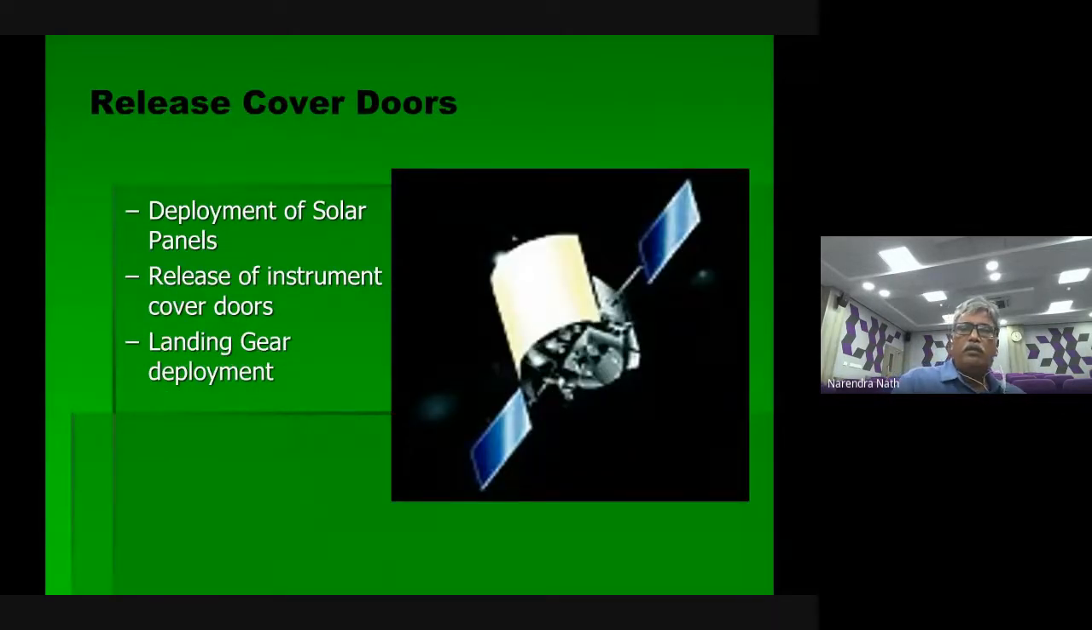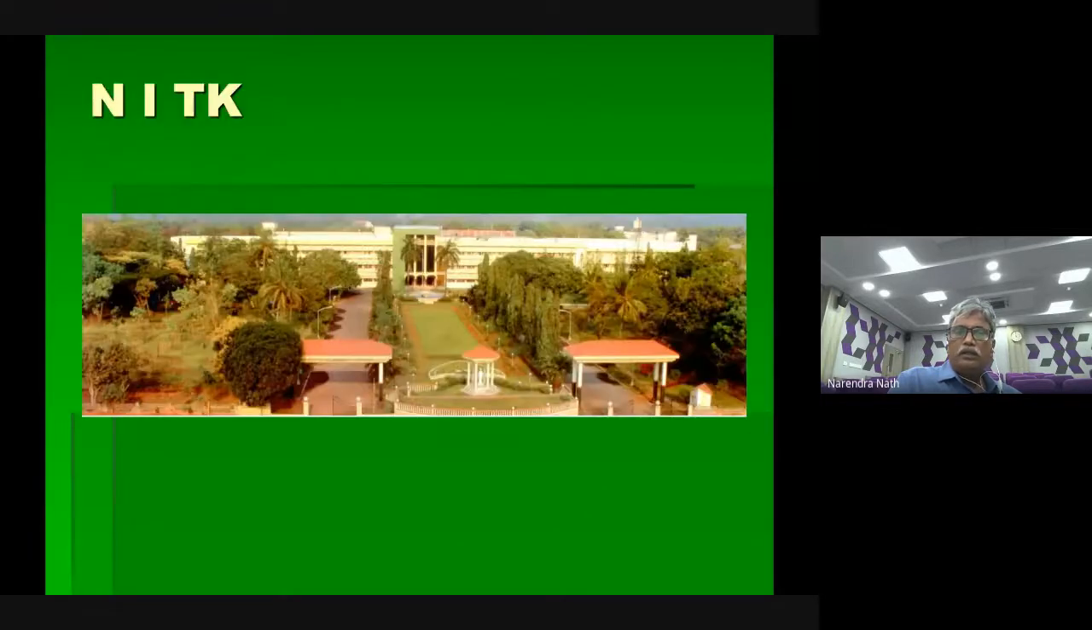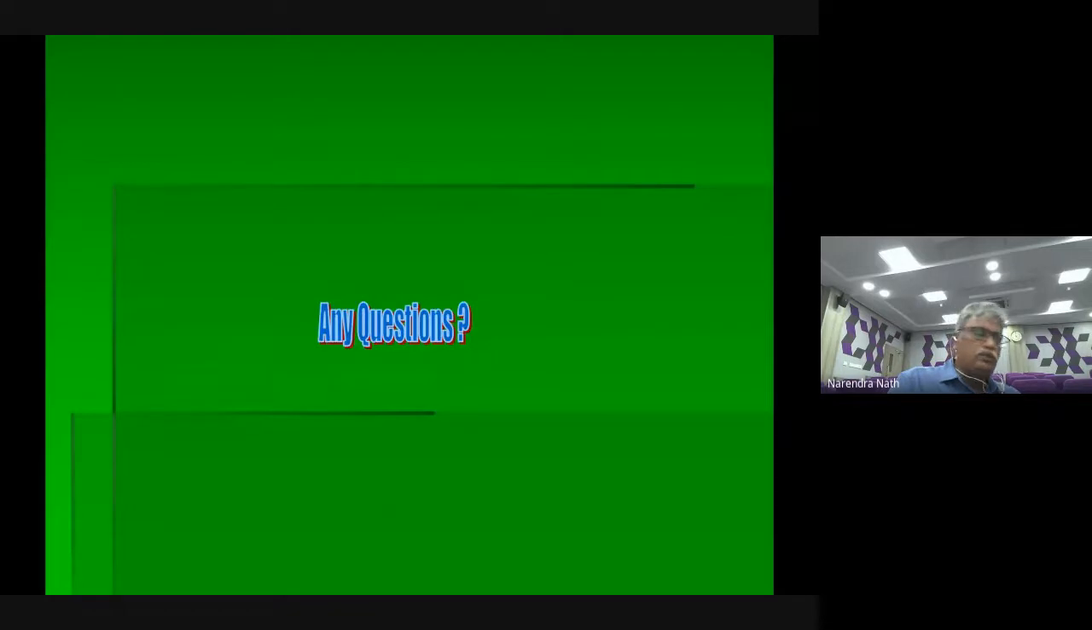And deployment of solar panels: earlier it was folded along with this, and when it reaches the altitude, unfolding takes place. That is also the release of cover doors. This is also through SMA components. And with this, thank you. And this is our institute. If there are any questions, I am ready to receive.